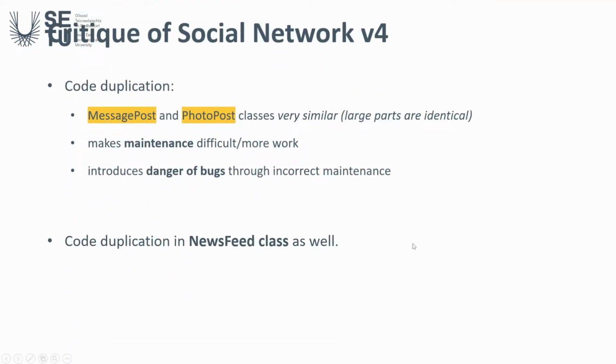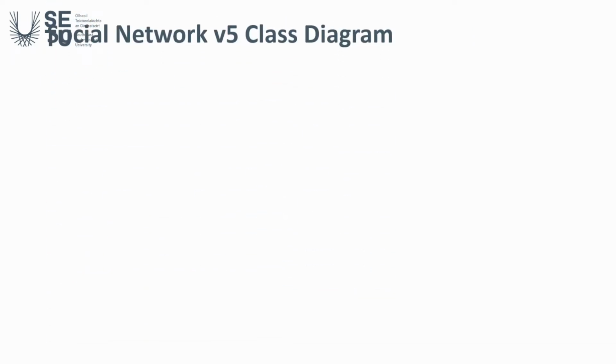So we kind of said that there was loads of code duplication. It made it difficult to maintain, and we could introduce bugs fairly quickly. So we had said when we looked at social network 4, yeah, it works, brilliant, everything is great, but there has to be a better way of doing it. So let's have a look at the better way of doing it.